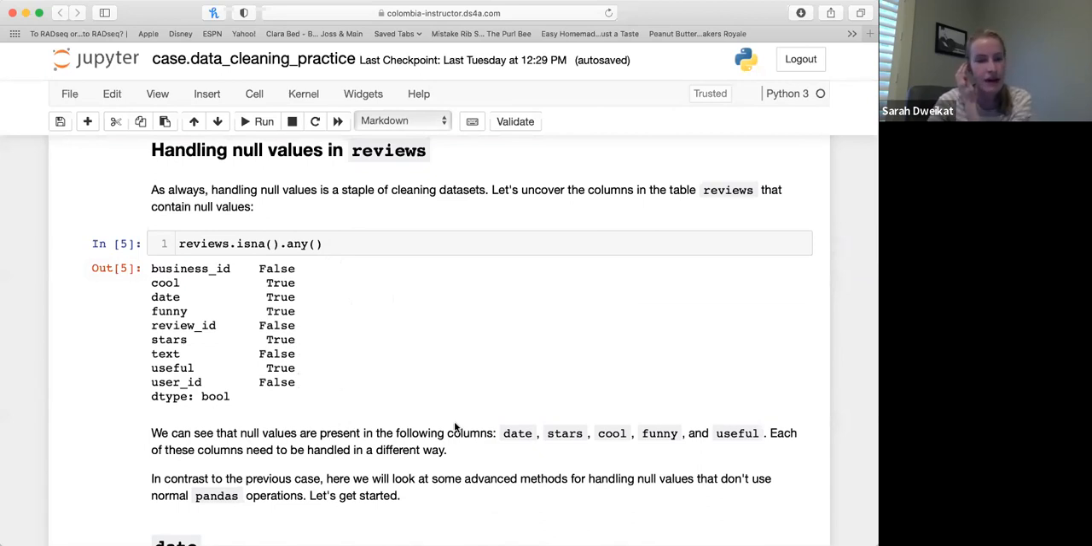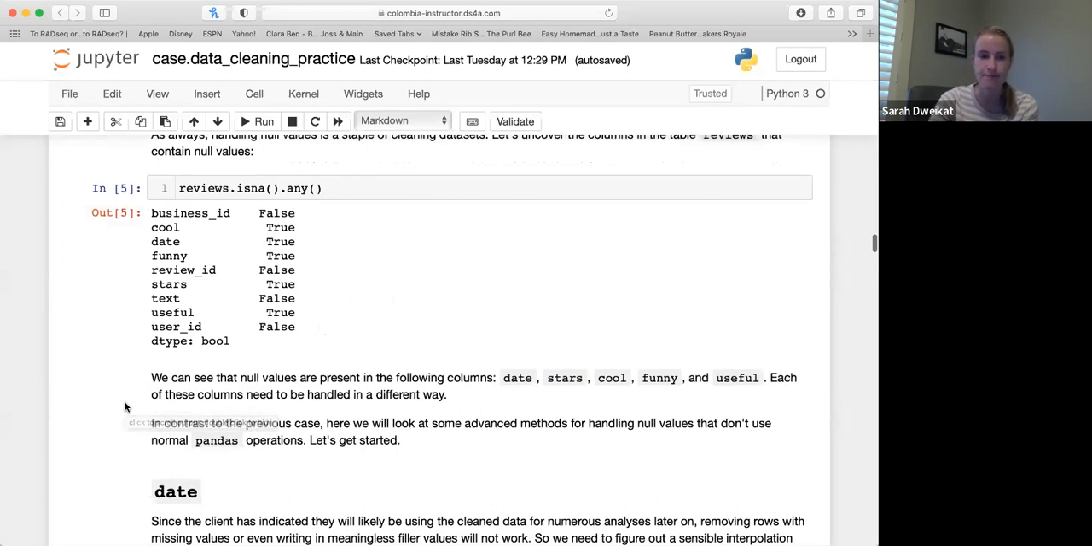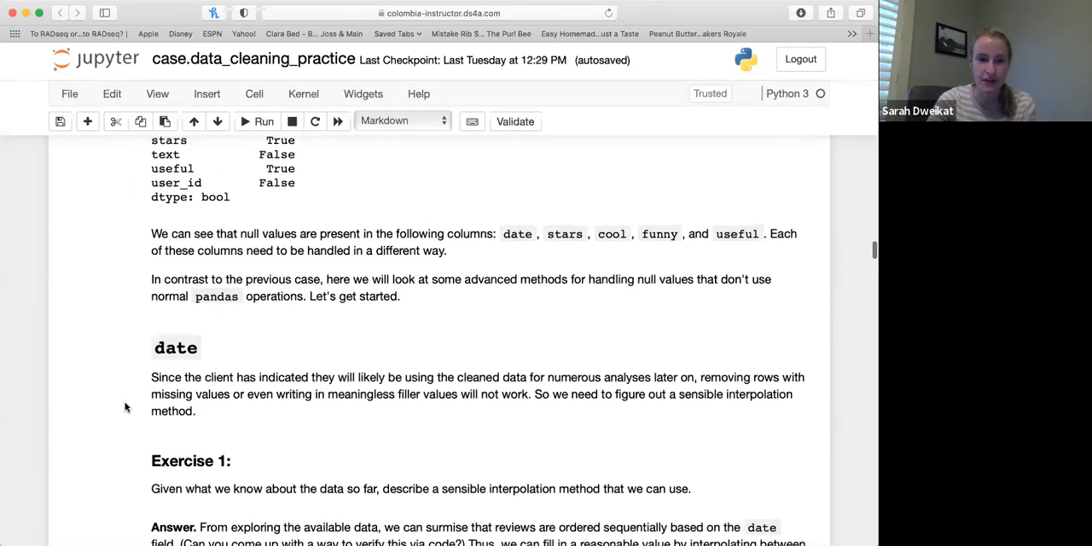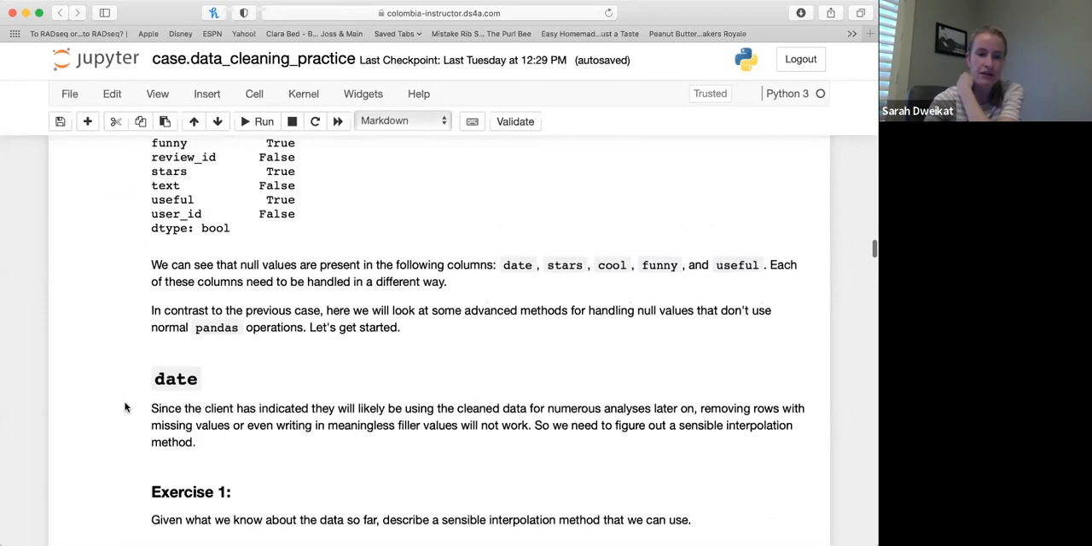So we have cool, date, funny, stars, and useful all have missing values. So we're going to figure out the best way to handle missing values for this data set, and we will go column by column. The first thing that we're going to do is the date column.